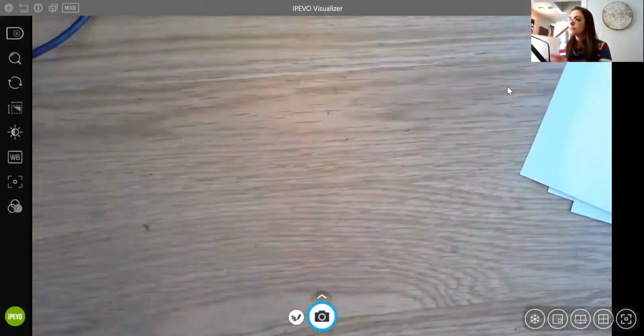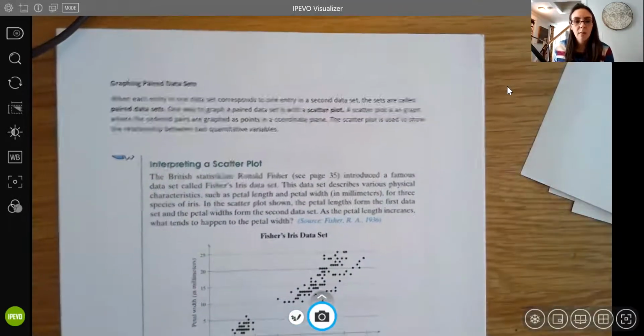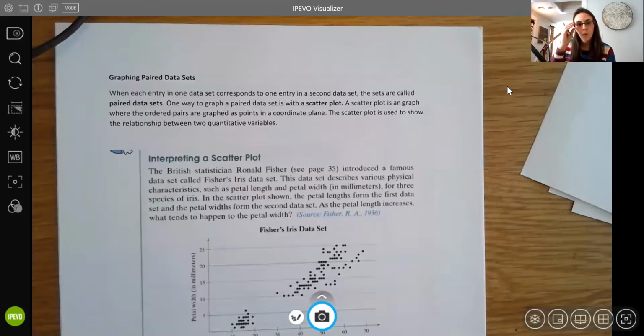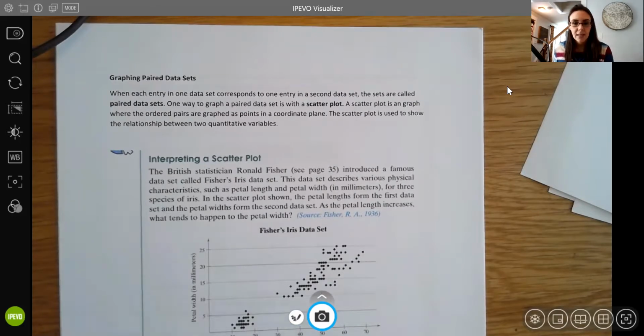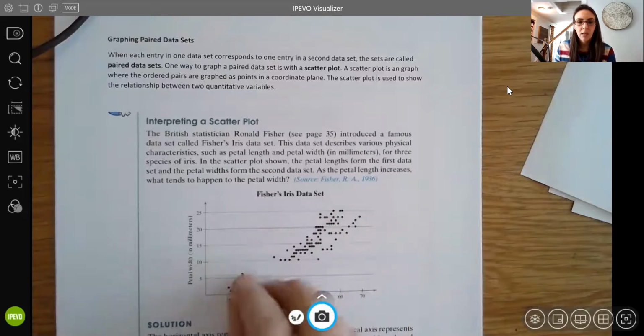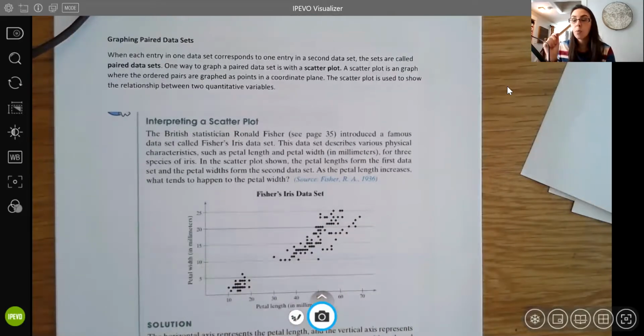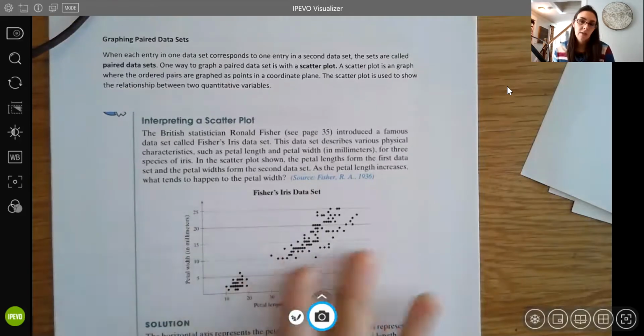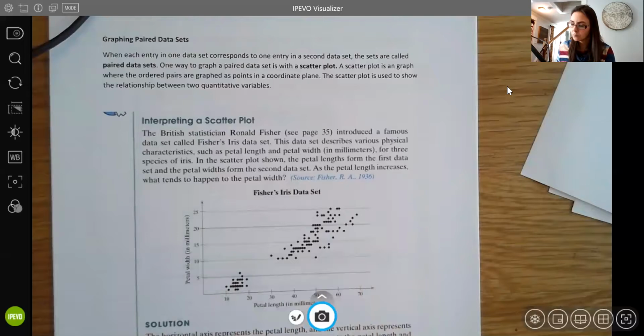Okay, so now I want to talk a little bit about paired data. When each entry in one data set corresponds to one entry in a second data set, the sets are called paired data sets. One way to graph a paired data set is with a scatter plot. A scatter plot, this is an example, is when you just plot each point individually for the data, and you don't connect them with any lines or line segments or anything like that. So you're just plotting individual points, and you're just kind of seeing if there's a shape or a pattern there.